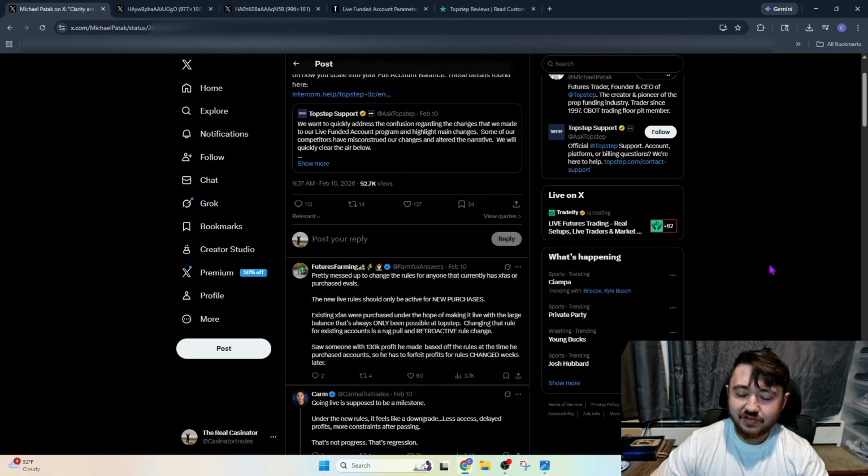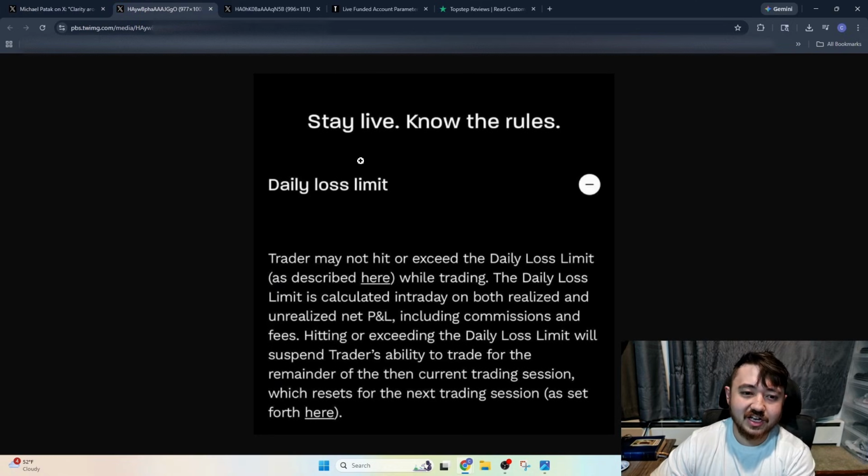So if you have, say, $20,000 per account and you get moved to live, you can only trade 20% of that instead of having that full amount in the live account, which is a big cap on you, and it really puts you down and limits your trading. But the worst part is right here, guys, daily loss limit. Trader may not hit or exceed the daily loss limit as described here while trading. The daily loss limit is calculated intraday on both realized and unrealized net P&L. If you guys don't know, trailing drawdown is the worst. It's the worst to trade with.